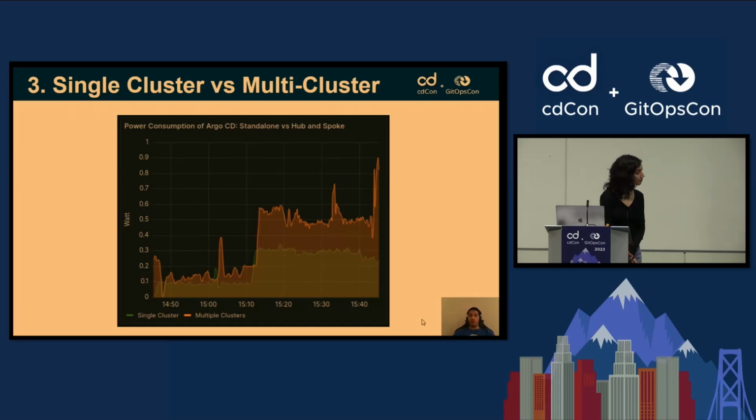Regarding Flux, Niki will explain why it's not included for now. Over to you, Niki.